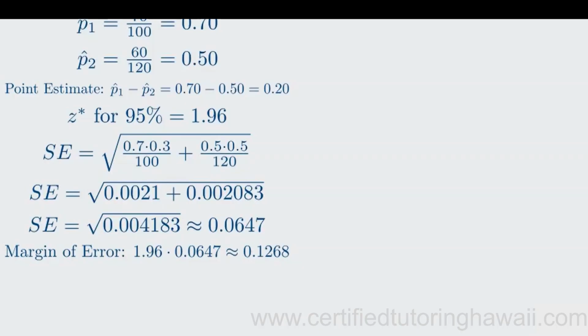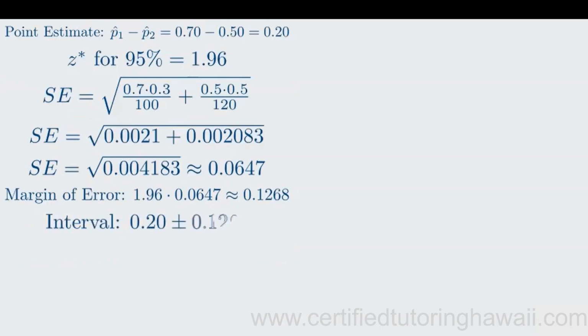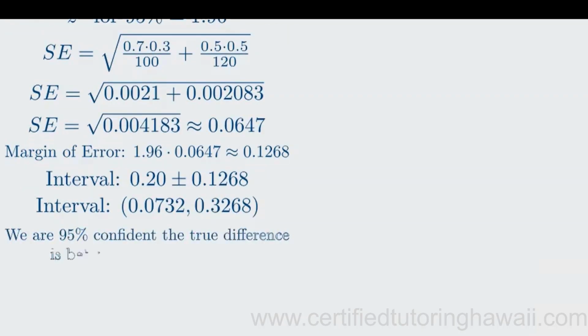This equals approximately 0.1268. Subtracting and adding this to our point estimate of 0.20, we get an interval from 0.0732 to 0.3268. We are 95% confident that the true difference in the proportion of teenagers using the app between City A and City B is between 7.3% and 32.7%. Since the entire interval is positive, this suggests that the proportion in City A is likely higher than in City B.